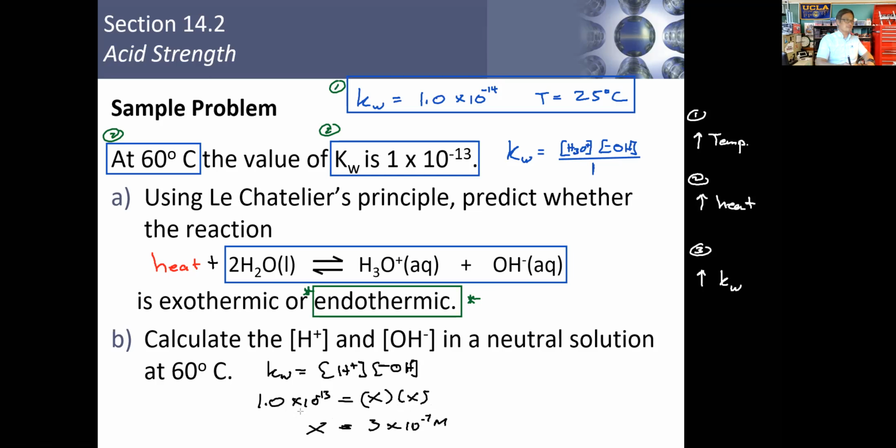So we have increased both the hydrogen ions and the hydroxide ions for this particular problem. When we increase the temperature, we are increasing the hydrogen ion and hydroxide ion concentration as well.